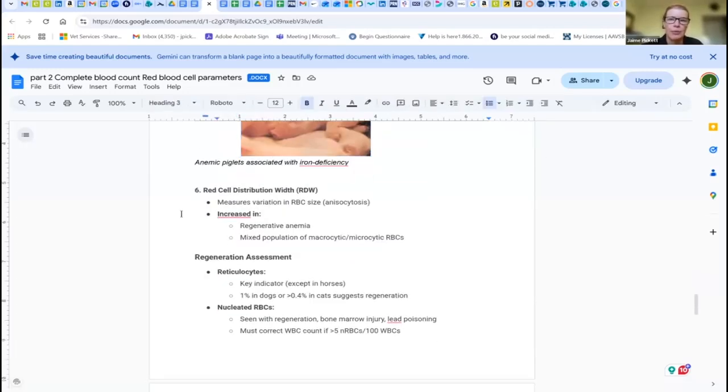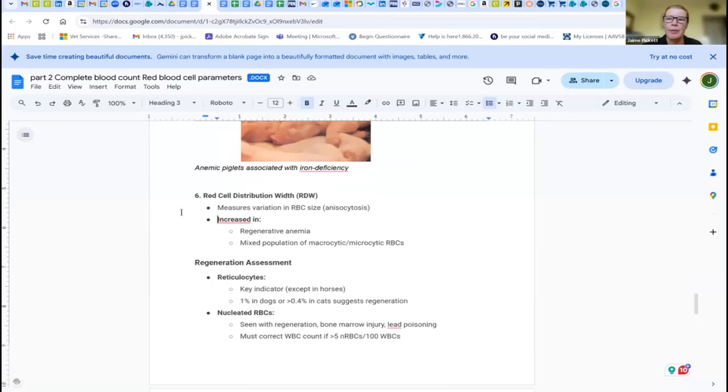So moving on to red cell distribution width, or RDW, it measures variation in cell size. When it's increased, it usually means you have a mix of larger and smaller cells, which happens when bone marrow is actively regenerating.